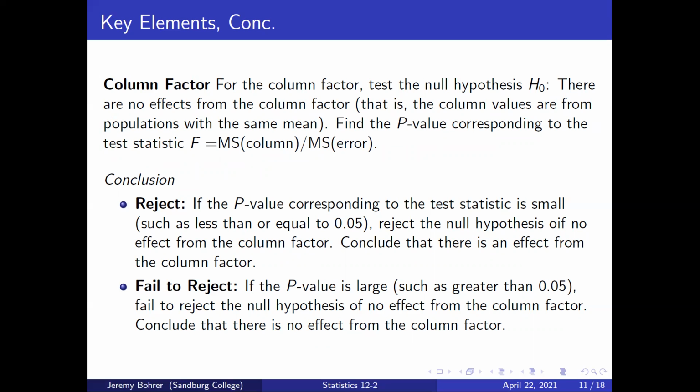Reject the null hypothesis of no effect from the column factor. Conclude that there is an effect from the column factor. Fail to reject if the p-value is large, such as greater than 0.05. Fail to reject the null hypothesis of no effect from the column factor. Conclude that there is no effect from the column factor.